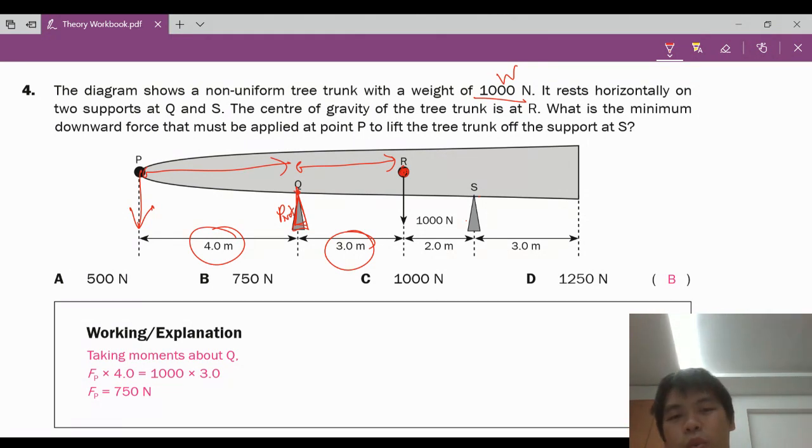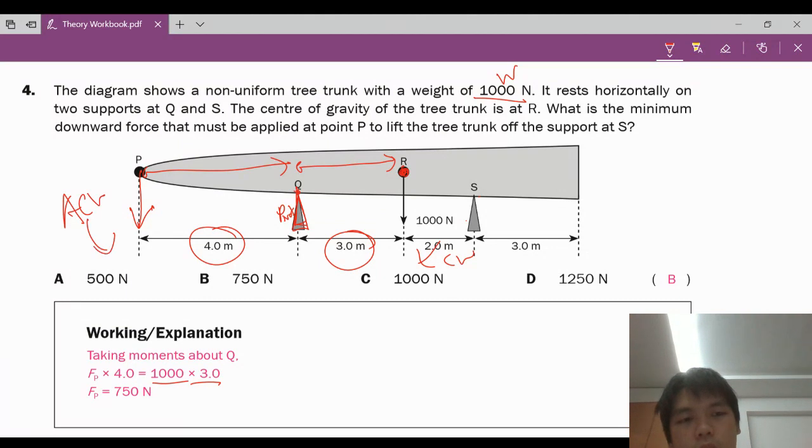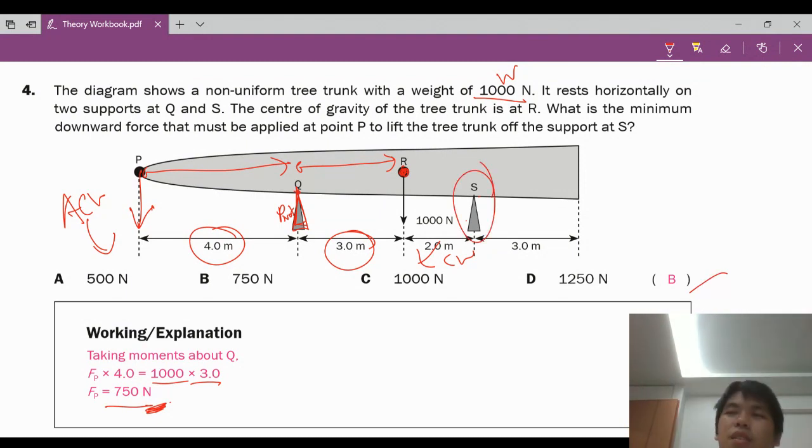So 1000 times 3, so this is your clockwise. P times 4, this is your anti-clockwise. Okay, then you equate, you can find for P, which is 750, that is B. So why don't you consider S? Because when you lift it off, S will not be a pivot anymore.